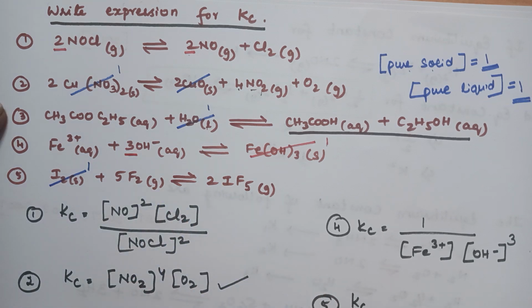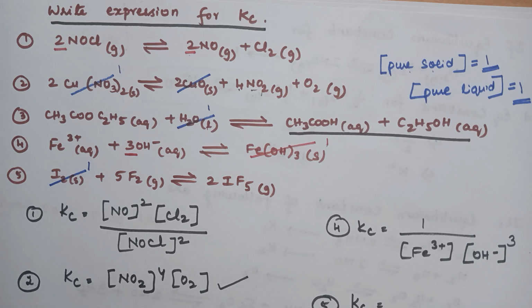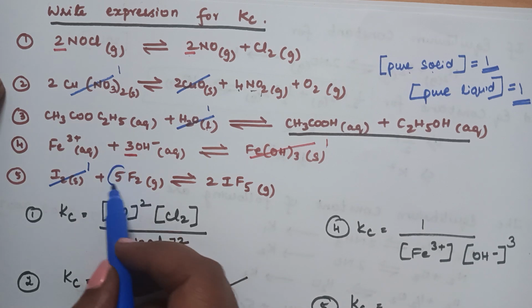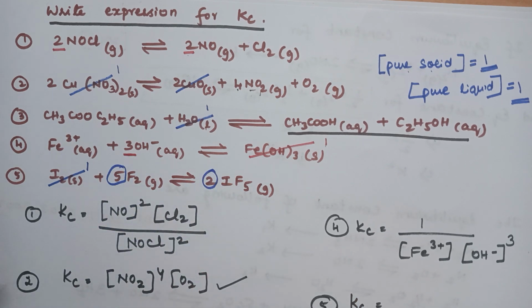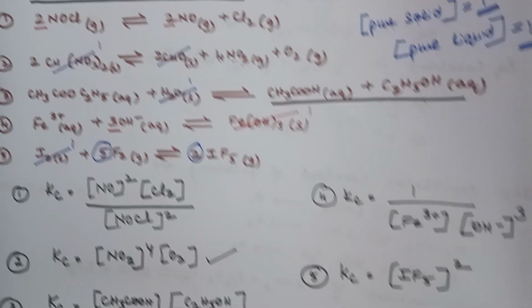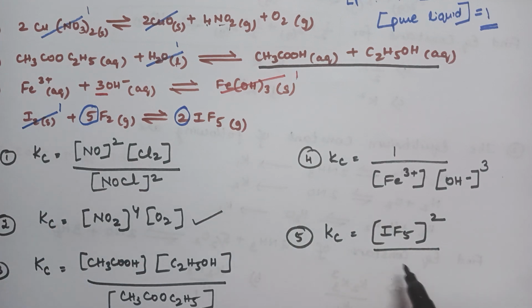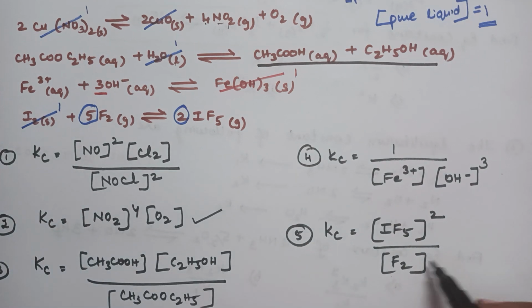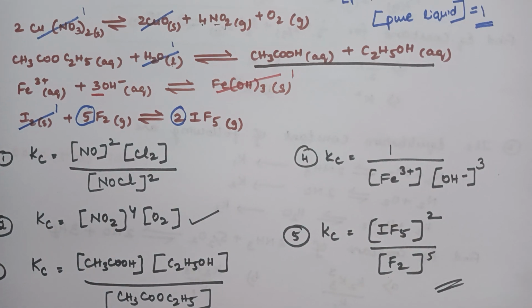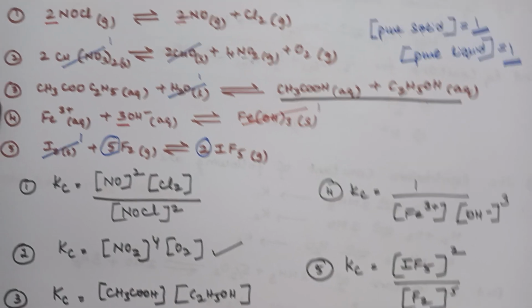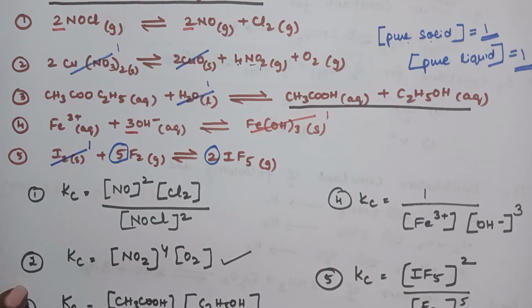Kc is equal to, here the stoichiometric coefficients are 5 and 2. So IF5, whose stoichiometric coefficient is 2, divided by F2, whose stoichiometric coefficient is 5. So this is how we write the expression for Kc. Kc is the equilibrium constant.